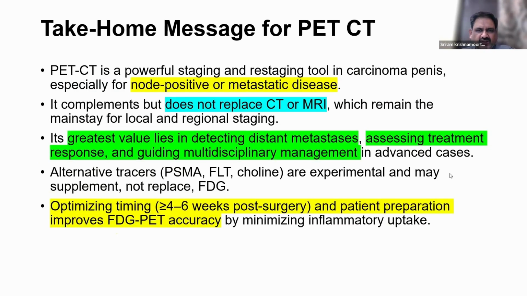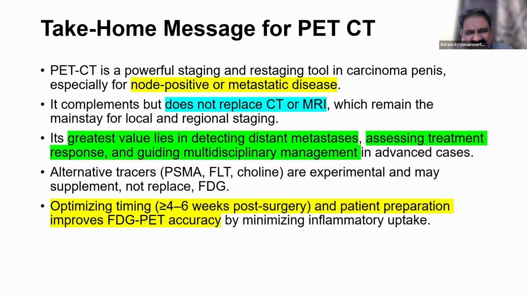Who knows? Okay. So the specific take-home message for the role of PET-CT is that PET-CT is useful for staging, mainly for restaging in CAPNS, especially for node positive metastatic disease. If the pelvic nodes are positive, and in addition to that, if you have a further proximal node which is enlarged, then probably you should go for a PET-CT. It does not replace CT or MRI. If instead of CT you wanted a PET-CT, nobody is going to question you, but it does not replace the value or role or utility of CT or MRI.